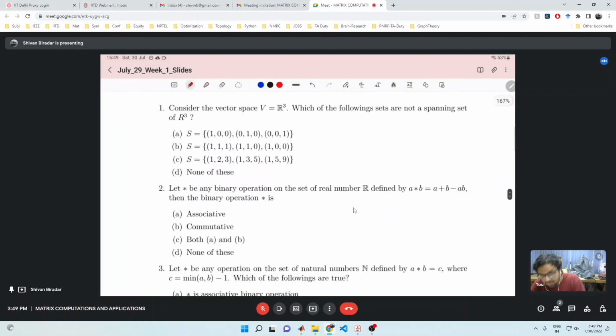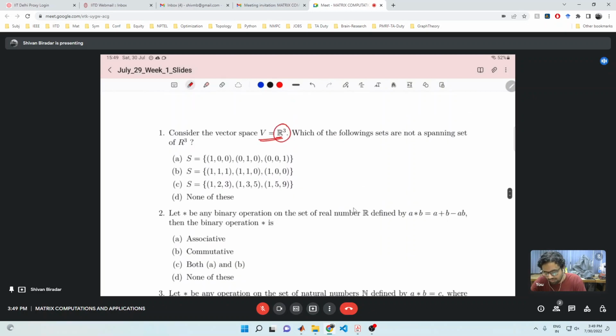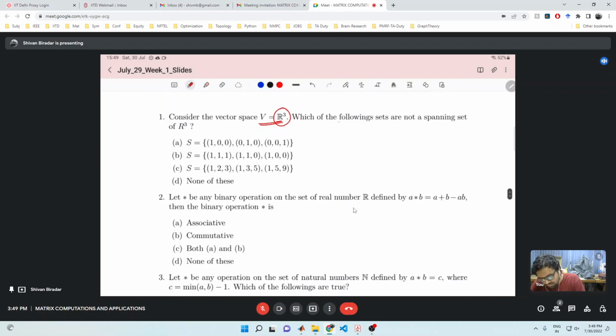Let us consider a vector space V in R3. This would be your three-dimensional space, so in three-dimensional space, you will have all the 3D vectors. The question here is, which of the following sets is not a spanning set? What does spanning set mean? The spanning set basically means that you have some vectors in this R3 and you take a linear combination of those vectors, and it has to span that space.